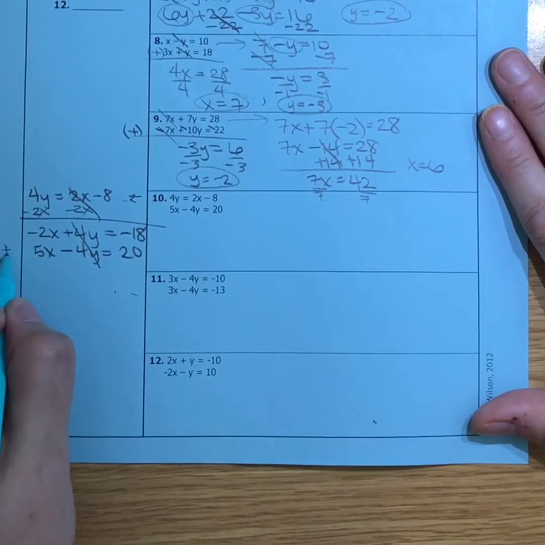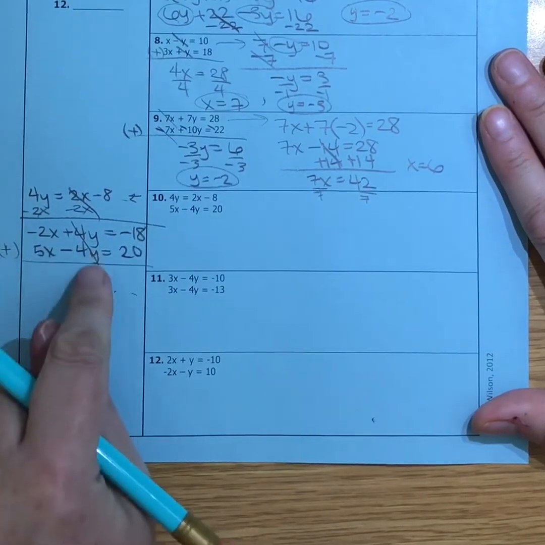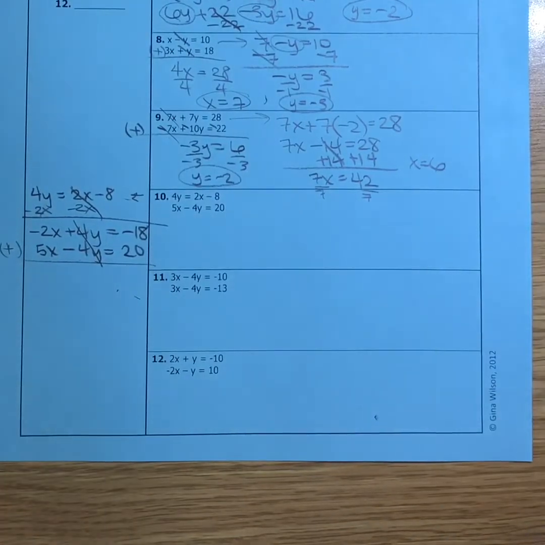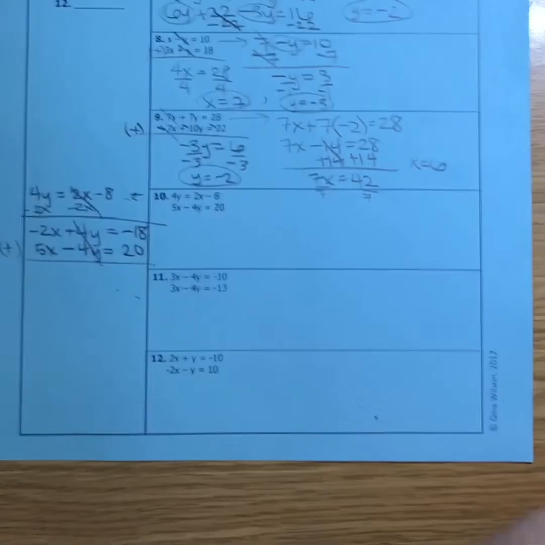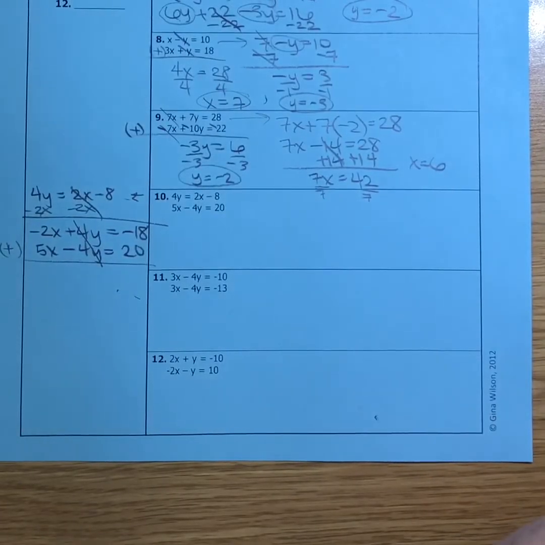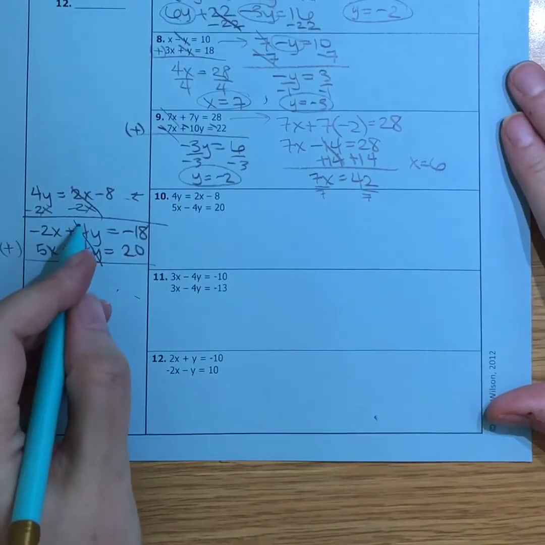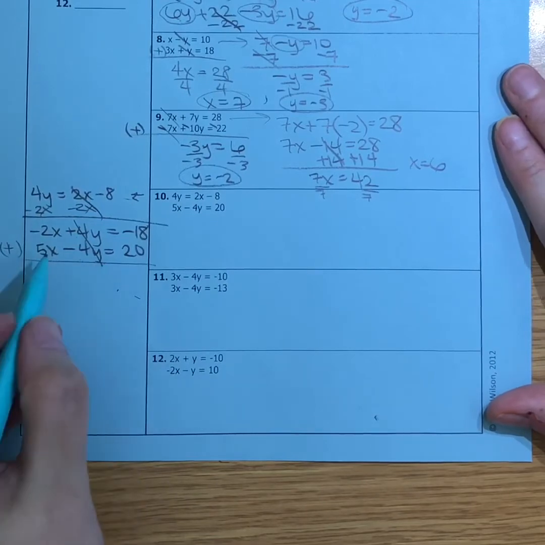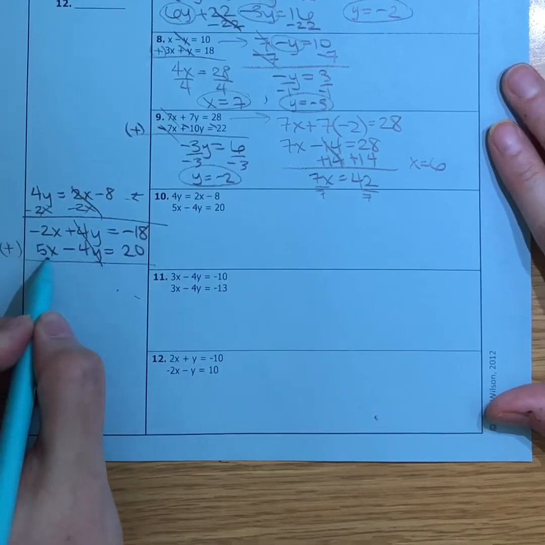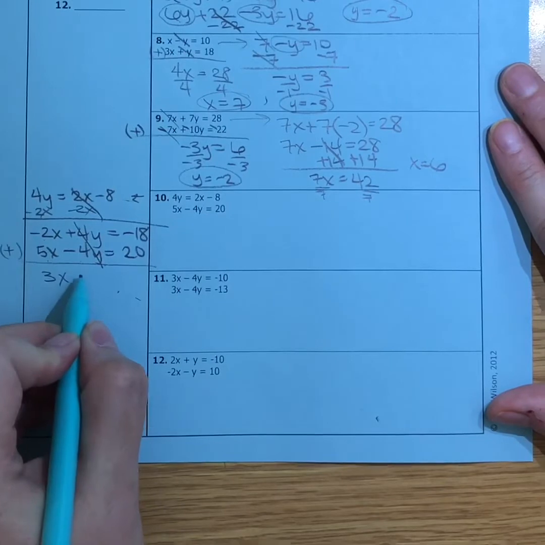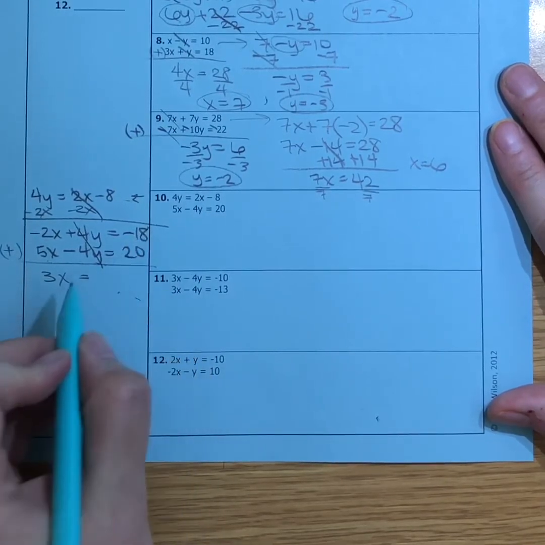But the only way you can eliminate is if they're on the same side. In other words, both equations are either in ax plus by equals c, or both equations are in y equals mx plus b. So here, since they already eliminate, I don't have to do any multiplying. I have negative 2x plus 5x is 3x. And then over here, negative 18 and 20 is 2.